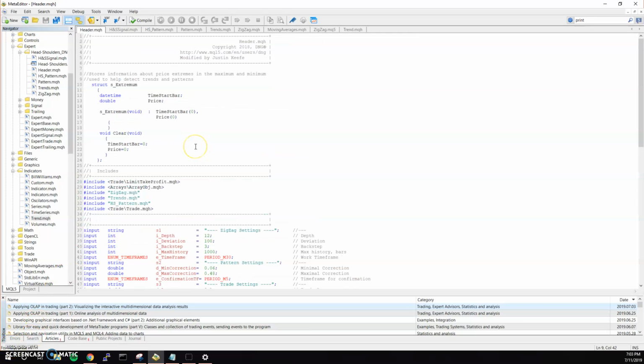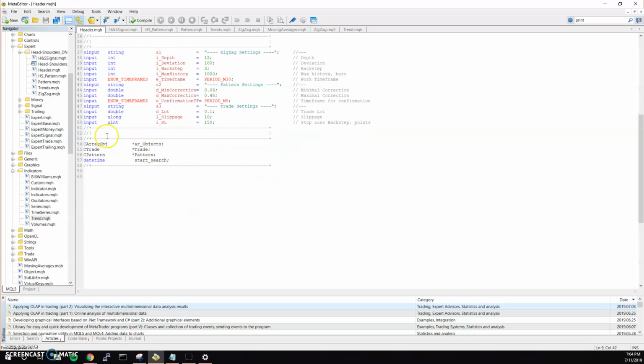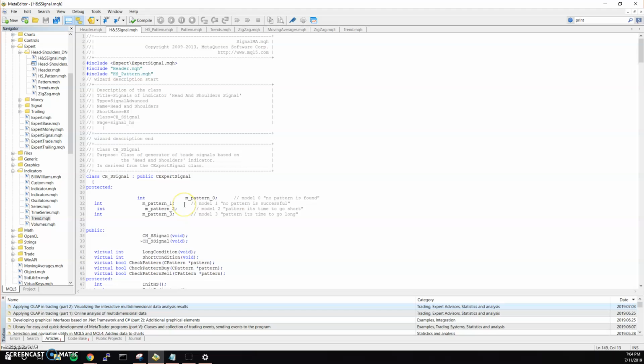I do want to mention that we have this header file that initializes our extremes and includes some variables that we will need throughout, including when our search starts, our pattern, our pattern array, our trade array, and our objects. We're not setting trades anymore because the wizard does that, but it's still there, and I didn't remove it. But that's all you need to know about the header file. And then we move on to our head and shoulders signal class.